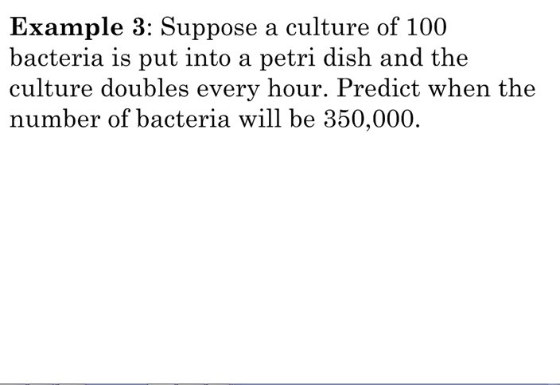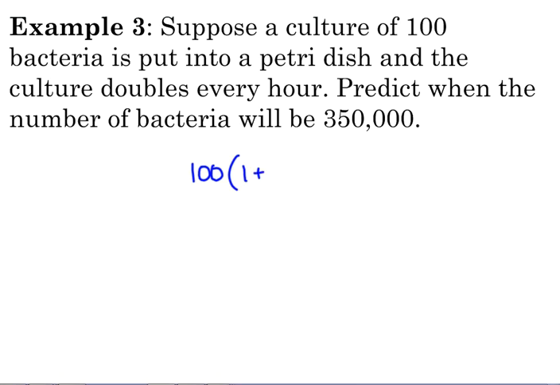Suppose a culture of 100 bacteria is put into a petri dish and the culture doubles every hour. Predict when the number of bacteria will be 350,000. Okay, so we start with 100. Let's just make our exponential model here. We start with 100. It's exponential growth, right? We're not compounding. Compounding is only with money. This is exponential growth.